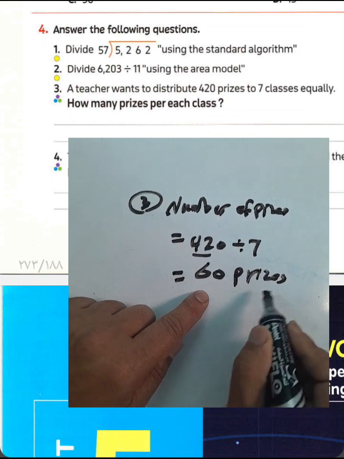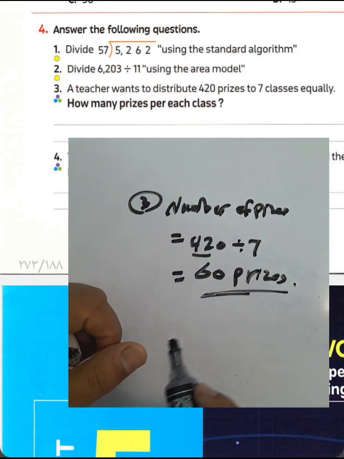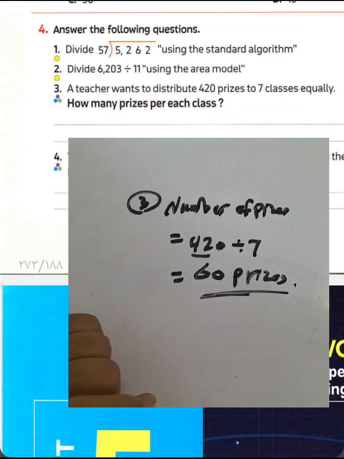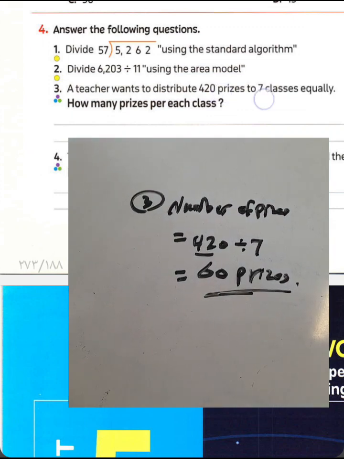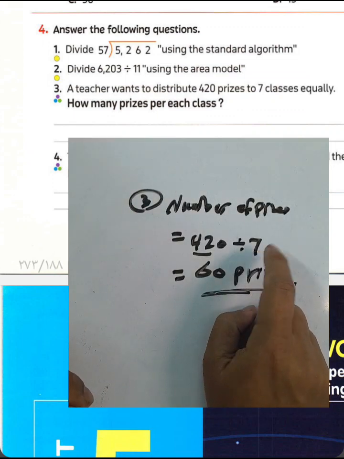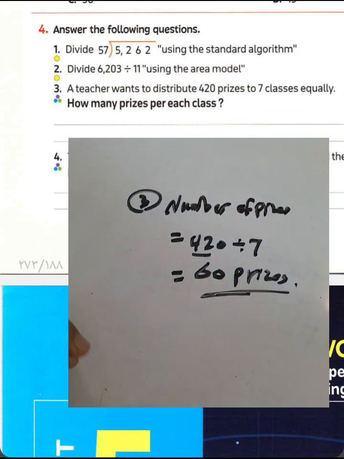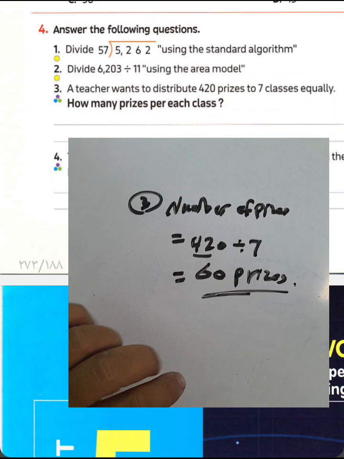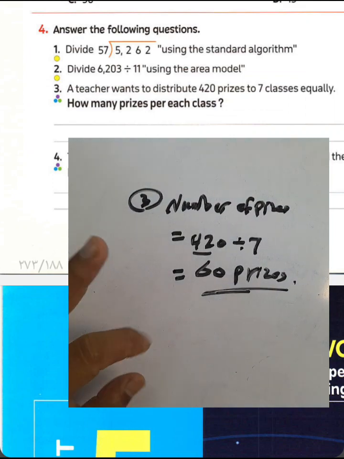Again, it's not pizza, okay, my students. In this example, a teacher wants to distribute 420 prizes to 7 classes. We have here 7 classes. We want to find how many prizes. Count with me, how many prizes per each class. Each class will get 60 prizes. Again, each class will get what? 60 prizes.